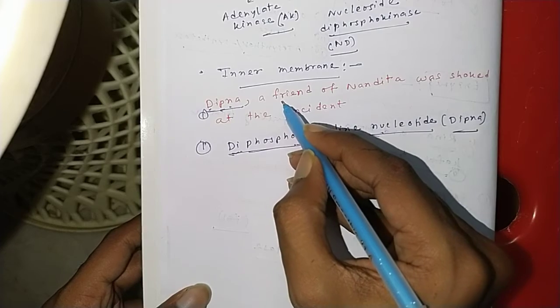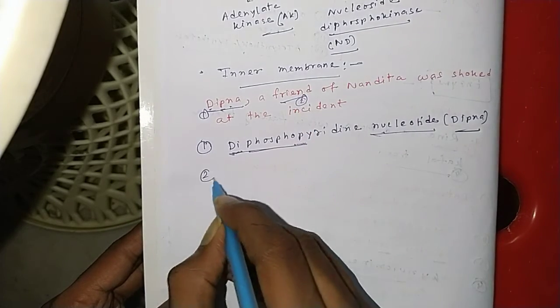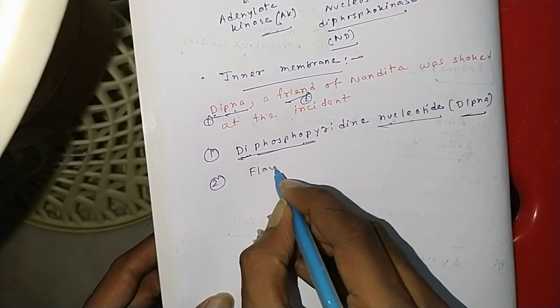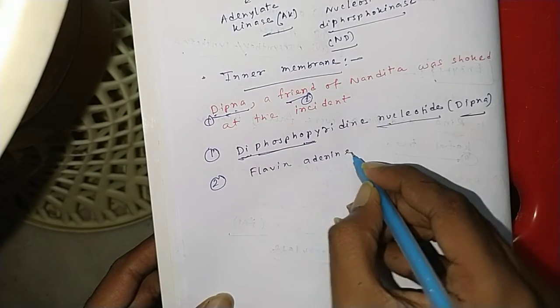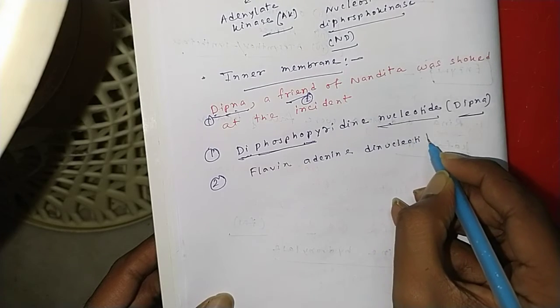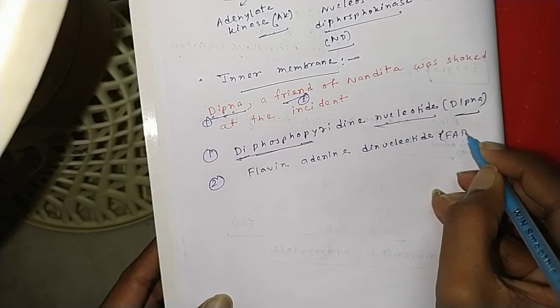Then you have the friend, this is the second trick. So friend means flavin adenine dinucleotide, and it is called FAD.